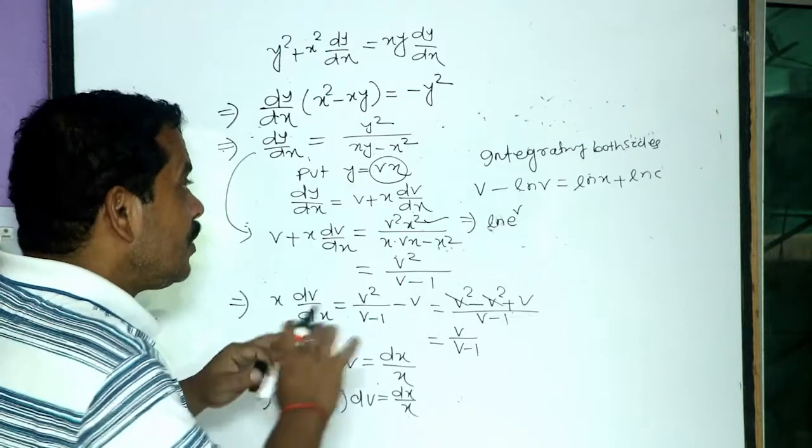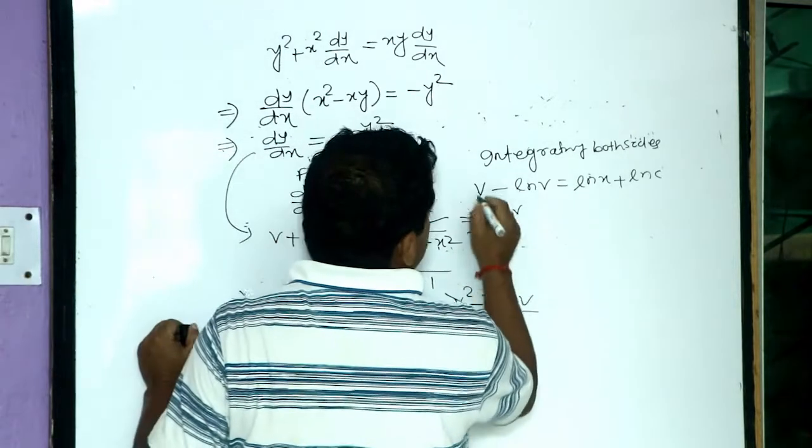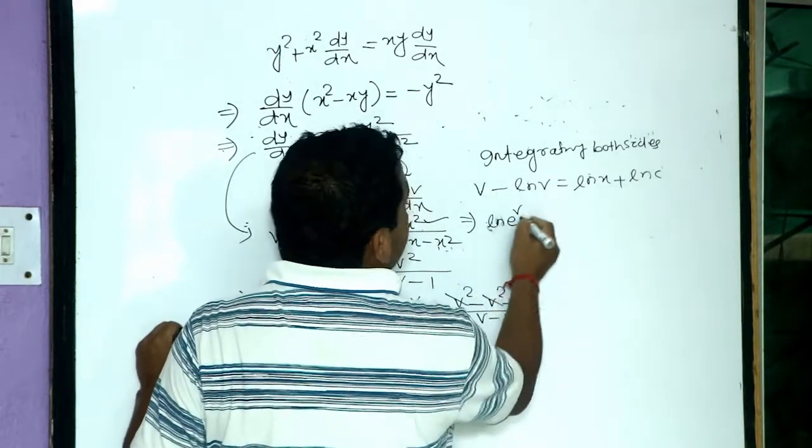Now instead of v we can write log e to the power v. It is easy to delete the logarithm on both sides. Instead of v we can write log e to the power v.